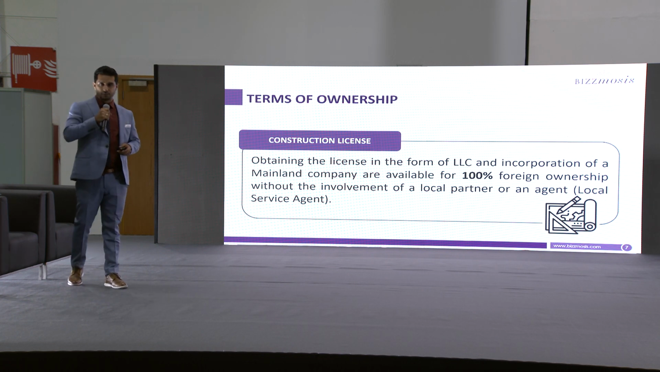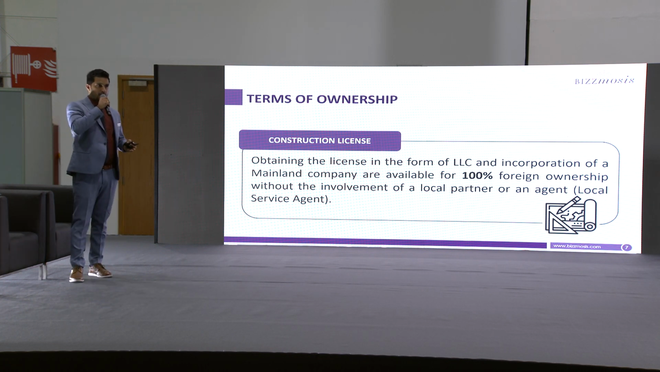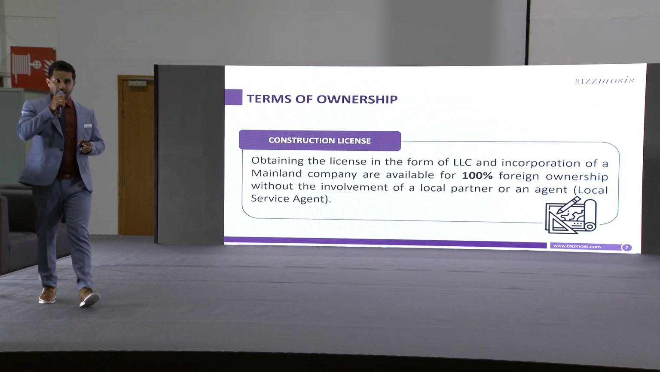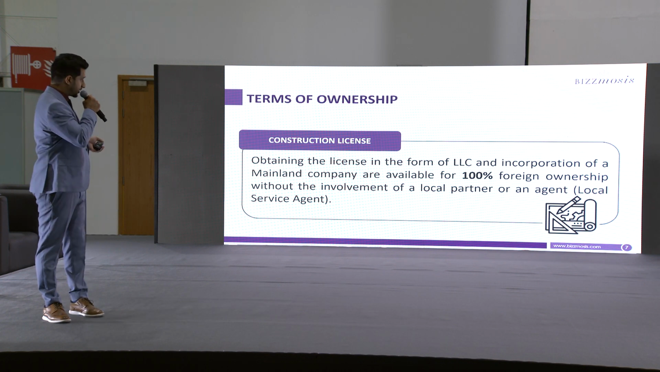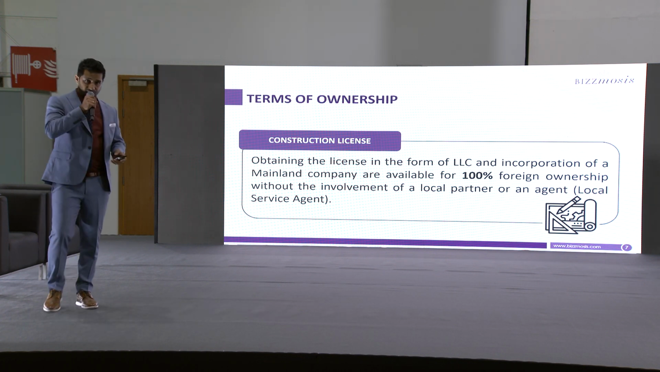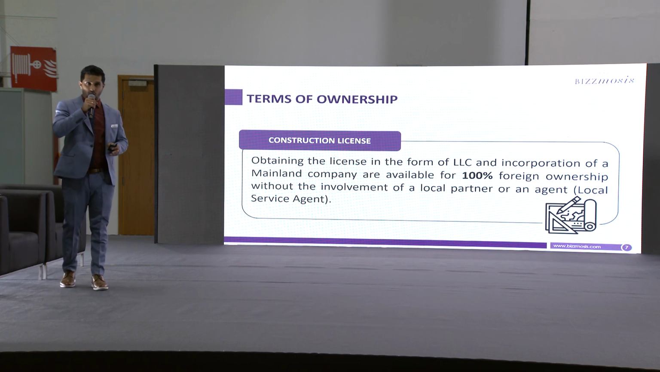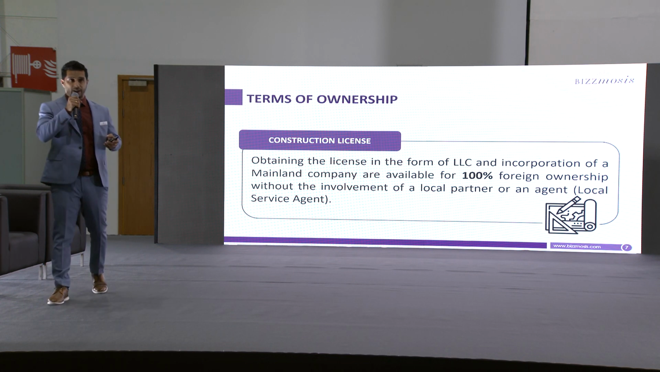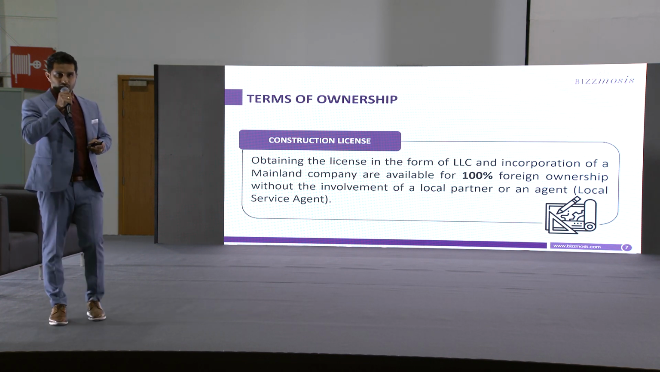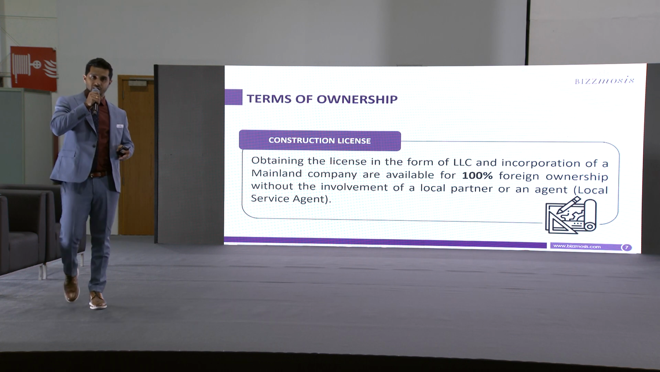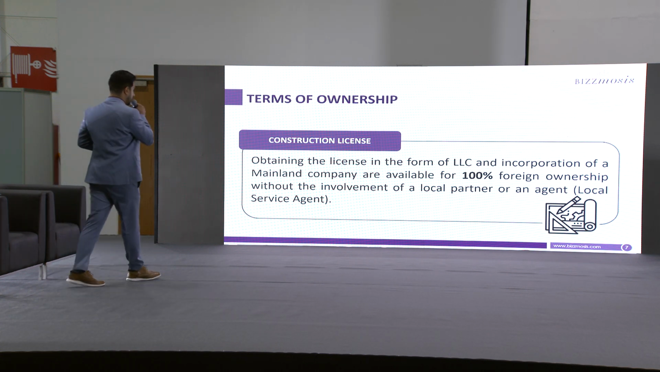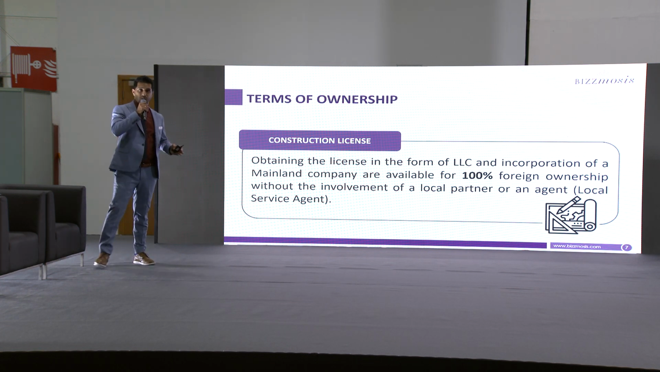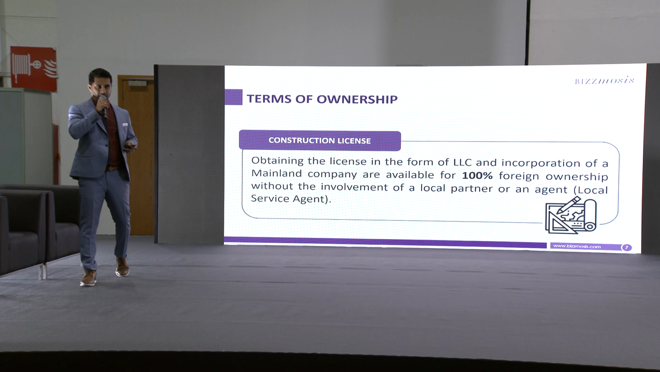And the terms of ownership. Everyone would be eager and interested. Now the UAE has changed a lot in terms of legalities. Now the construction license is open for 100% foreign ownership. Earlier it used to be 49 and 51. You needed an Emirati partner to have a construction license, but now it is open to 100% foreign ownership. So anybody coming from abroad can have a construction company without the support of a local sponsor or a local agent.